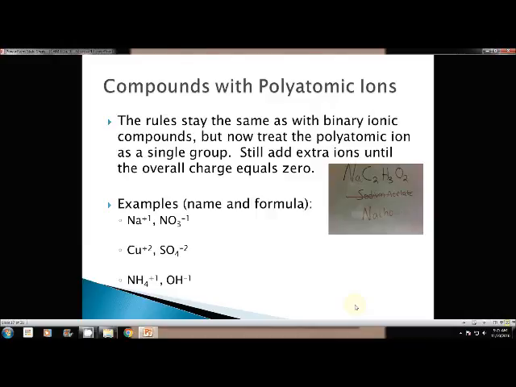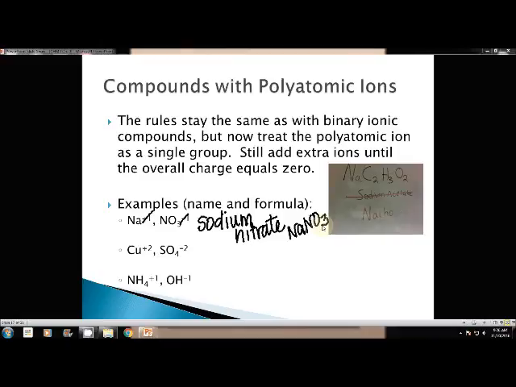So the first one we have Na+1 and NO3-1. So Na+1 is called sodium. We should all know that. And NO3-1, looking at your half sheet of paper, is called nitrate. So the name of that will be sodium nitrate. Okay. Now, for the formula, we're still balancing the charges to 0. So we have a +1 and a -1, so those just go away. And our formula will be NaNO3 for sodium nitrate.